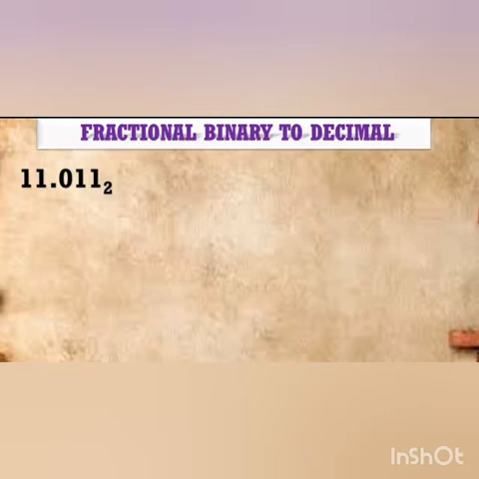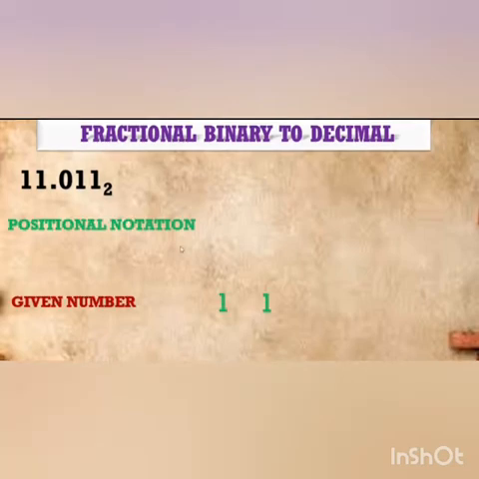The first part is the integer part. The second part is after the dot, the fractional part. For the first part, we have discussed the procedure earlier; we have to follow the same procedure. We have to use the positional notation method, starting from right to left.